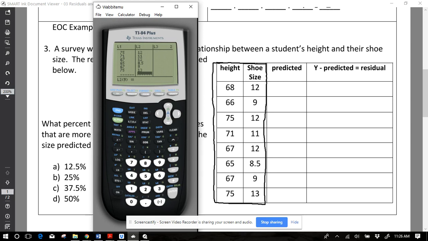My L2 and my L1 have the same number of data in them. I could go make sure that I didn't make any typing errors. And then what I'm going to do is hit Stat, over to Calc, 4, and Enter, all the way down till I get to Calculate, and then Enter one last time. Now I have my line of best fit. I'm going to write it down: y equals 0.323x minus 11.559. I'm rounding this to 3 decimal places.